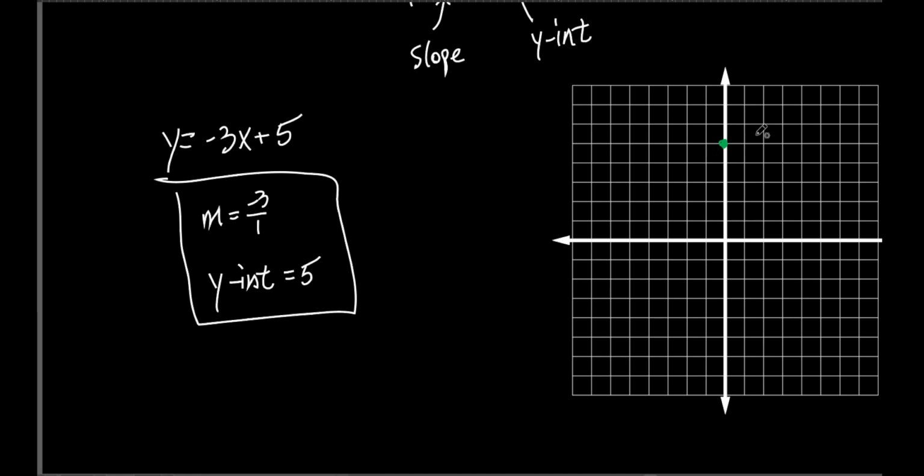Now I don't know the x-intercept on this, and I can't just look at it and find the x-intercept. I guess I could do a little math, set y equal to 0, and then solve for x. I guess I could do that. But I could find something just by looking at it. I can find the slope. The slope is -3/1. Remember, this is rise over run.